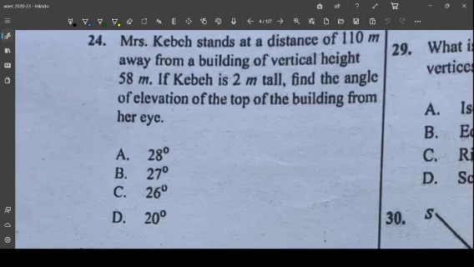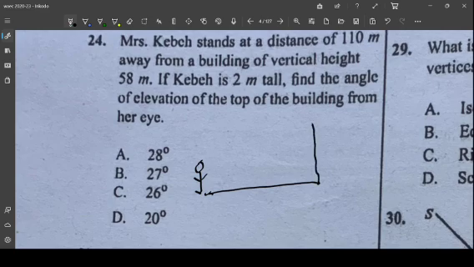All right, guys, welcome to question number 24. It says Mrs. Kebe stands at a distance of 110 meters away from a building of vertical height 58 meters. Okay, so let's assume this is Mrs. Kebe here, standing this way. So there's a distance of 110 meters between her and a building, and the height of that building is 58 meters.